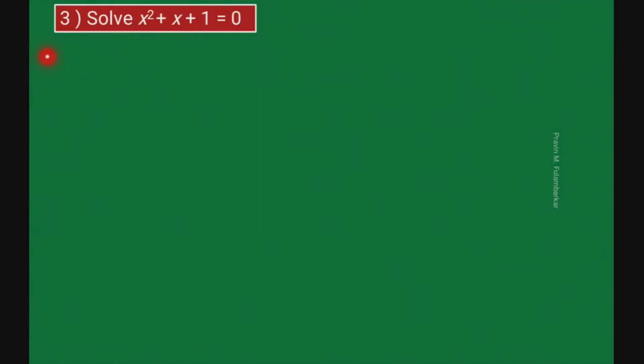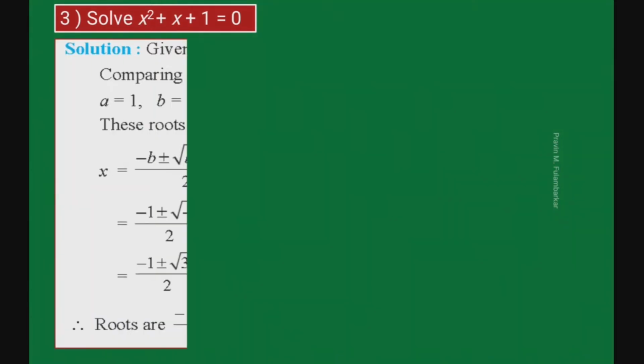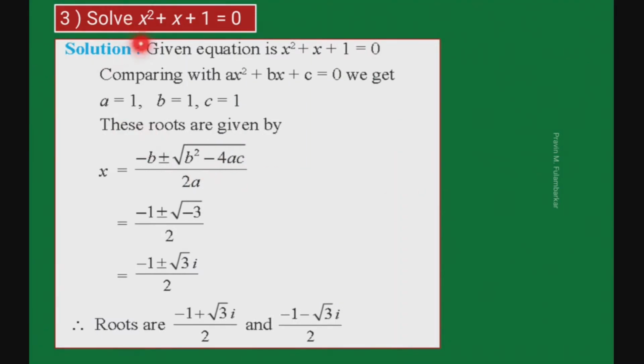Now see the next question, question 3. Solve x square plus x plus 1 equals 0. This is a quadratic equation, but here we get roots in the form of complex numbers. So in class 10 you solve the quadratic equation by using the quadratic formula. So we solve this. Given equation is x square plus x plus 1 equals 0.